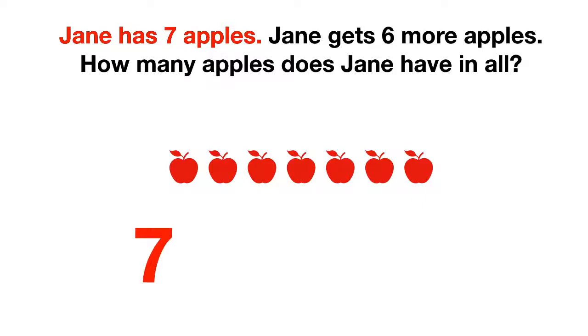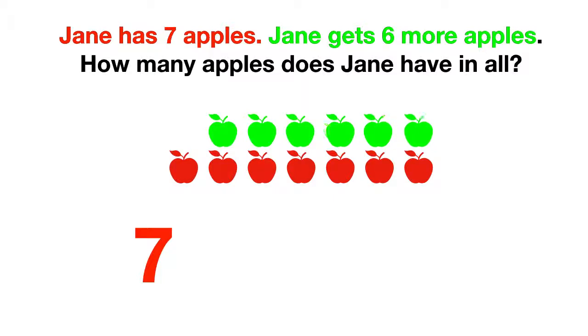Next, let's draw a picture to show that Jane gets 6 more apples. Well, let's draw 6 more apples. There's 1 more, 2 more, 3 more, 4 more, 5 more, 6 more. Now, because Jane is getting more apples, we are adding. We are adding 6 because Jane gets 6 more apples.